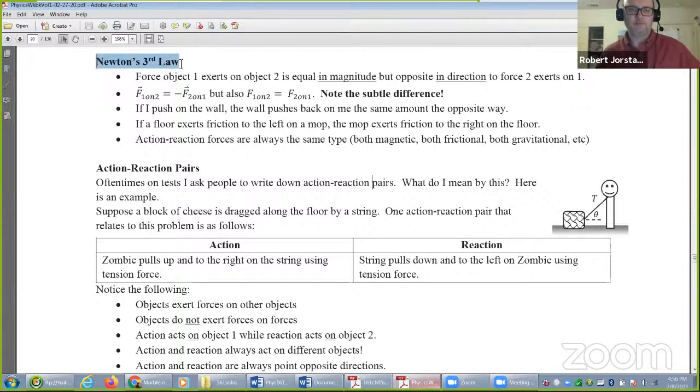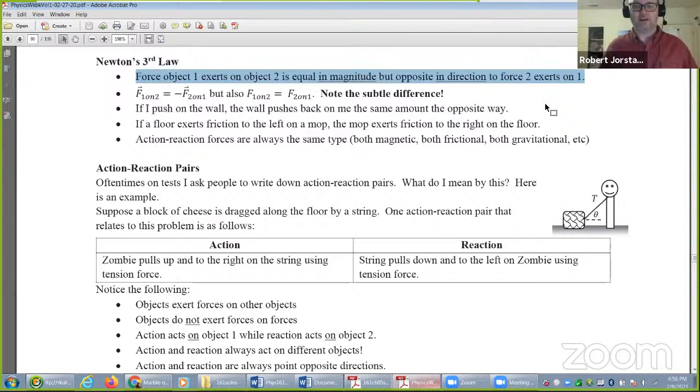Newton's third law. This is the one students mess up all the time. You've probably heard it as action-reaction. Some people say for every action, there's an equal and opposite reaction. I like saying it this way, because that's how I wrote it: the force object one exerts on object two is equal in magnitude but opposite in direction to the force that object two exerts on object one.